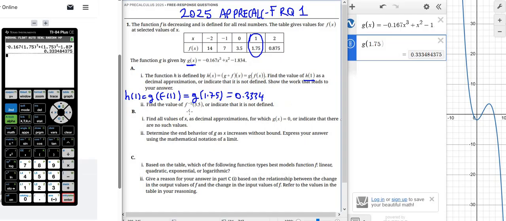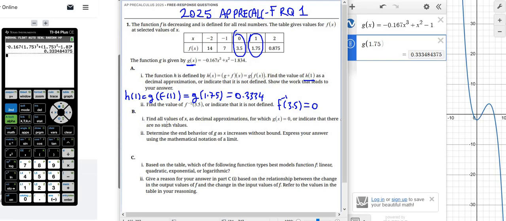Part II is asking f inverse of 3.5. F inverse of 3.5 is equal to 0, just checking the table. The input and output of the inverse and regular function are swapped: the input of the f function is equal to the output of the f inverse function. So from the table, the output is 3.5. That means that's going to be the input of the f inverse, which is going to give you 0.